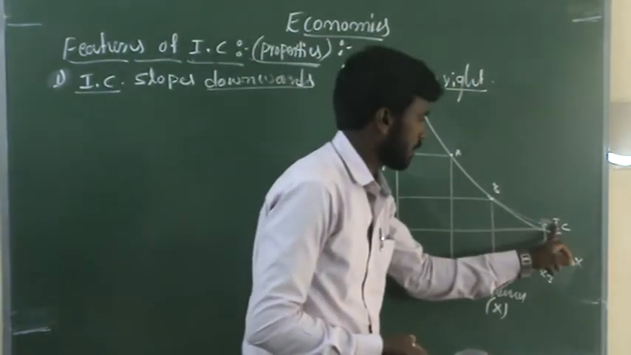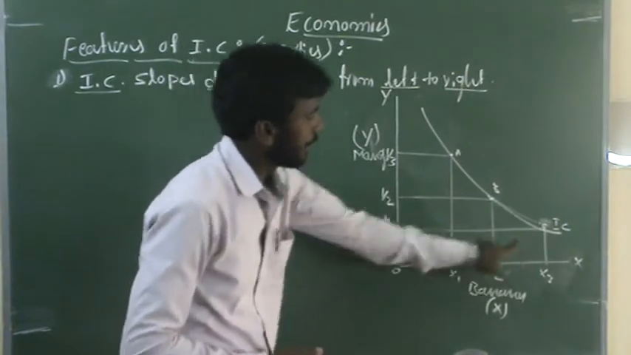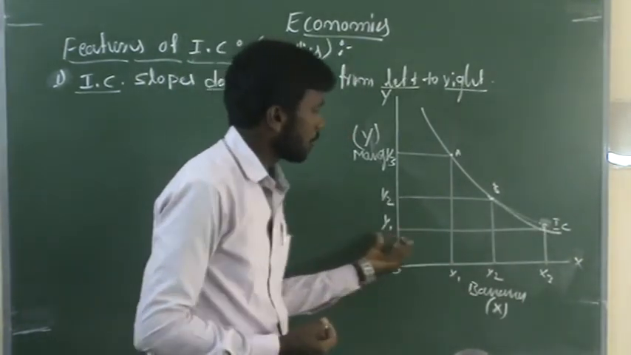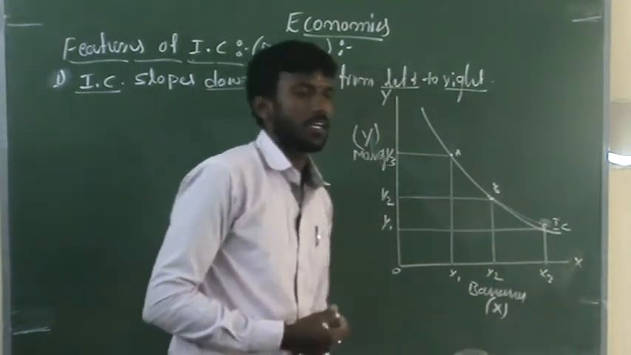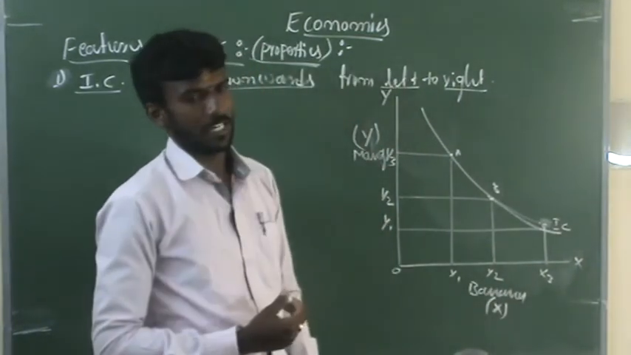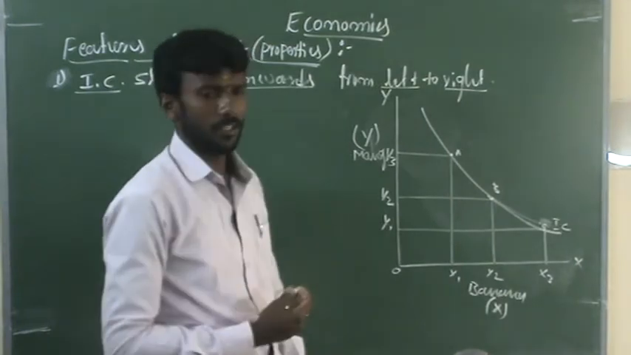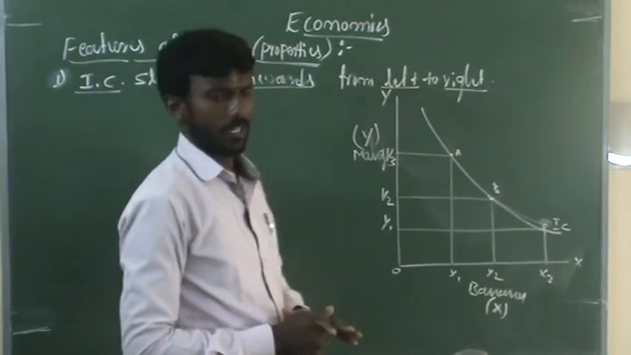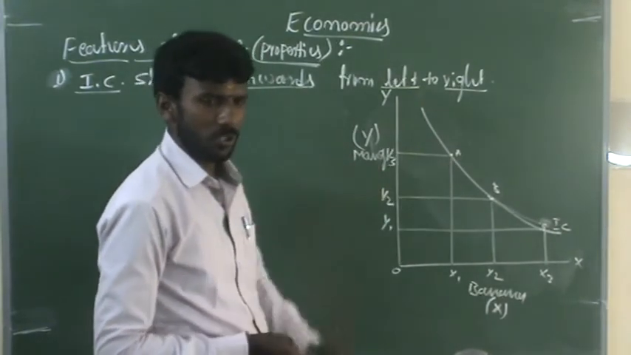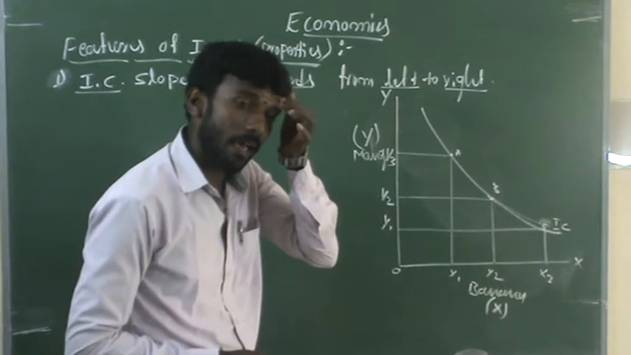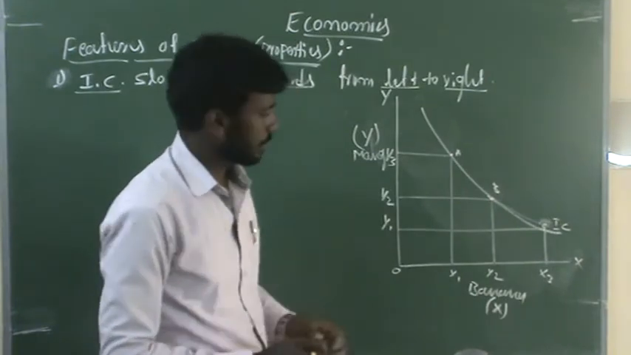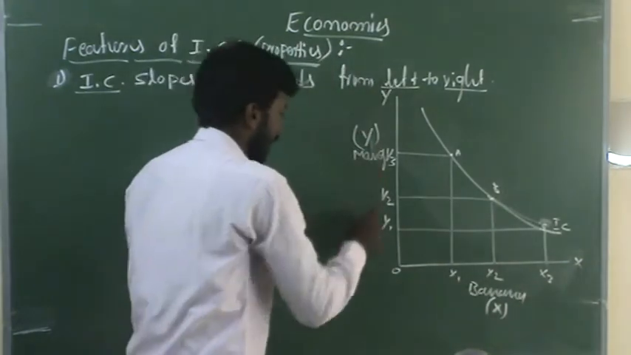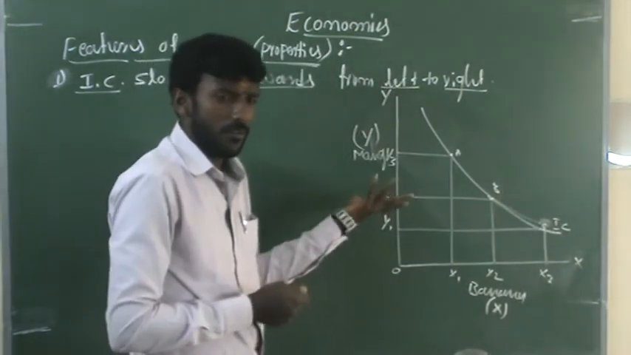Now coming to point C. This clearly shows that with y1 amount of mangoes and x3 amount of bananas, the consumer can get an equal level of satisfaction. So due to this reason, the indifference curve slopes downward from left to right. It means this diagram clearly shows that while the consumer increases the quantity of bananas, at the same time they have to sacrifice mangoes, or vice versa.